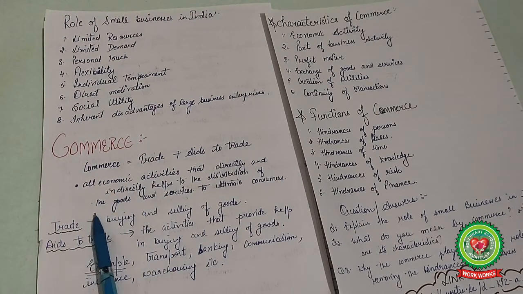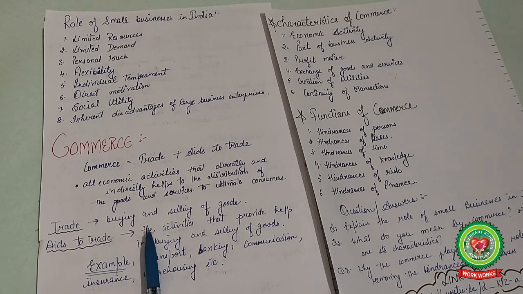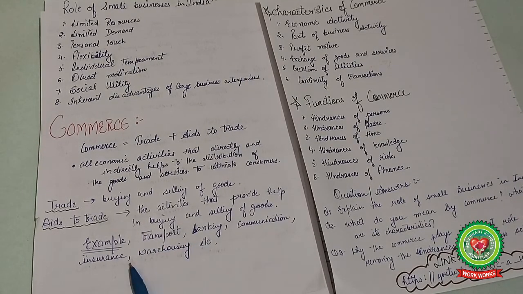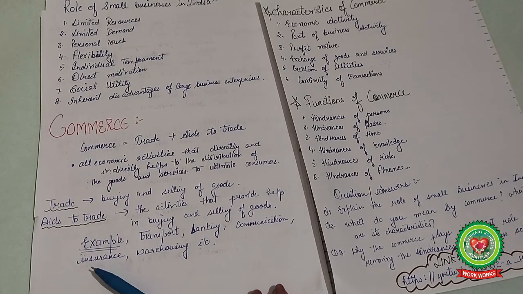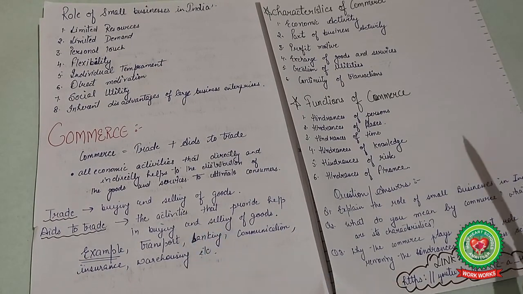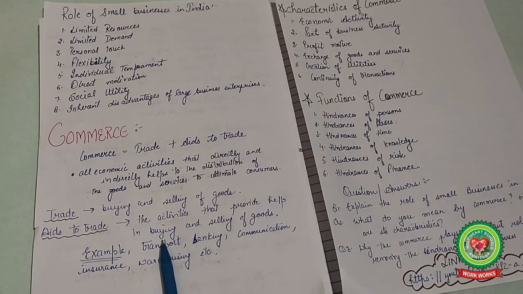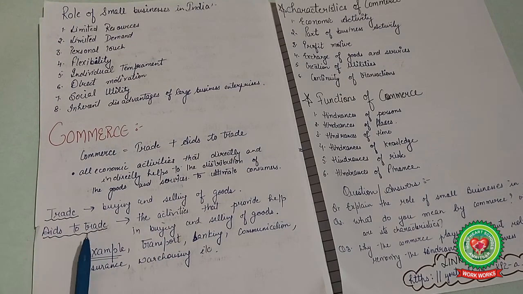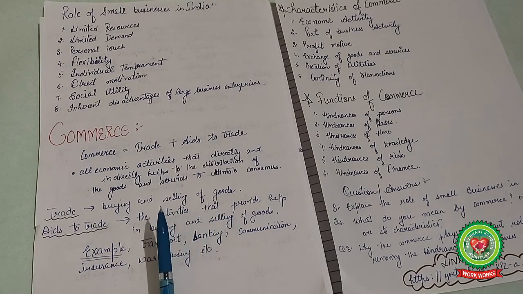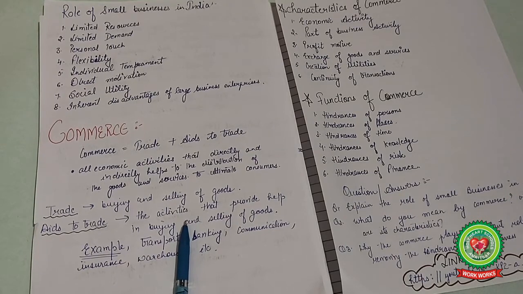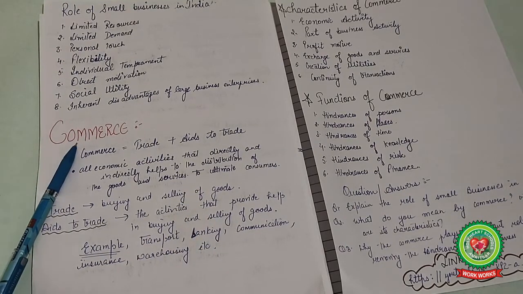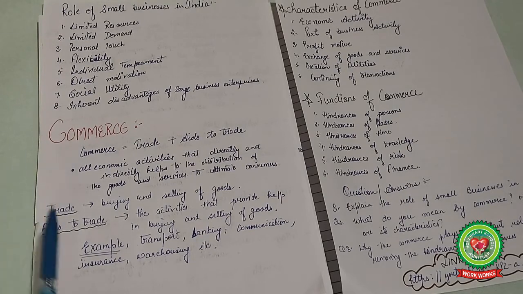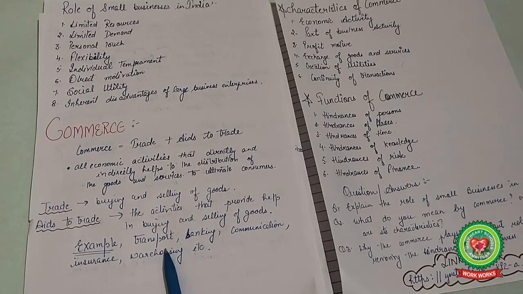Trade, as we said first, means the buying and selling of goods. Aids to trade means the activities that provide help in the buying and selling of goods, like transport, banking, communication, insurance, warehousing. These are the activities that provide help in the selling of goods and services in the market. So we can say that commerce includes all those activities that are linked with transferring goods from the producer to the ultimate customer. This is known as commerce, and it removes the hindrances of the activities involved in this.